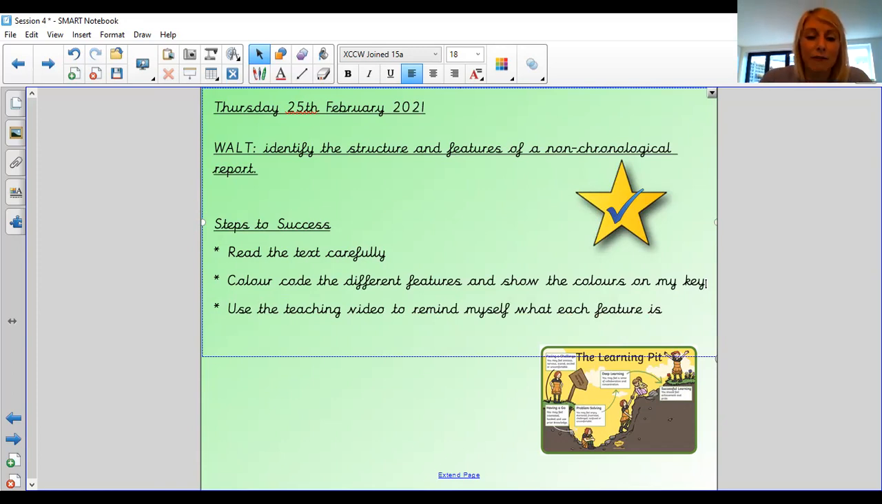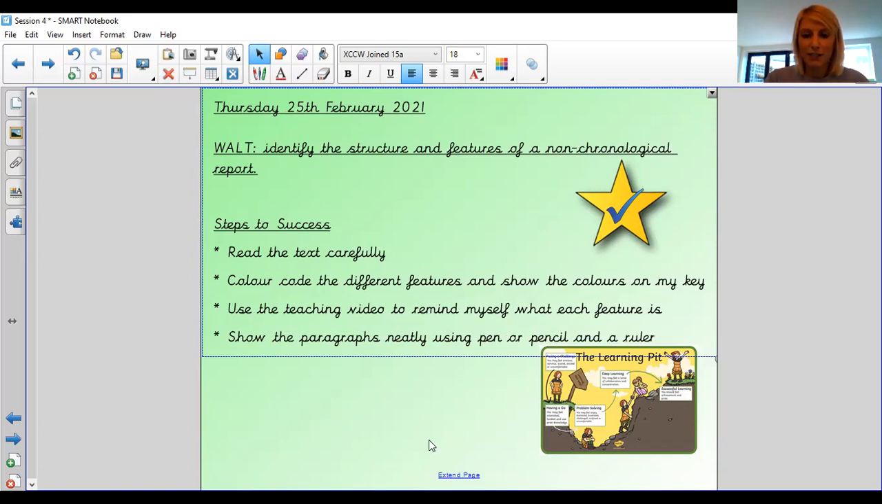So I'm going to read the text carefully. I'm going to color code the different features and show the colors on my key. And I'm going to use the teaching video to remind myself what each feature is. And then finally, show the paragraphs neatly using pen, pencil and a ruler. Okay.